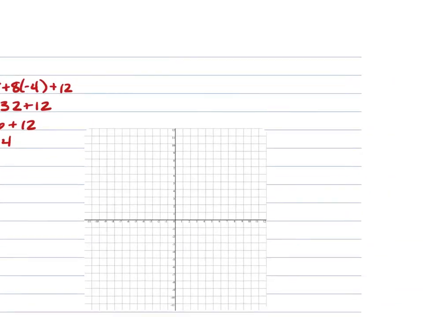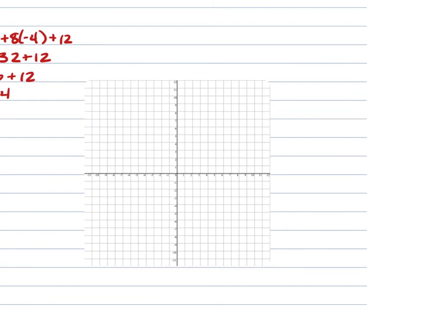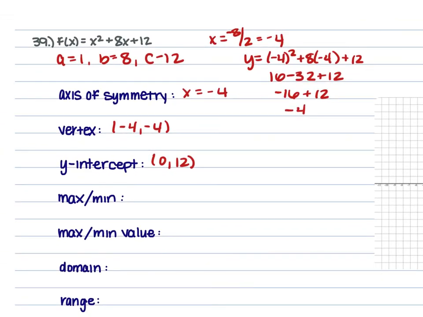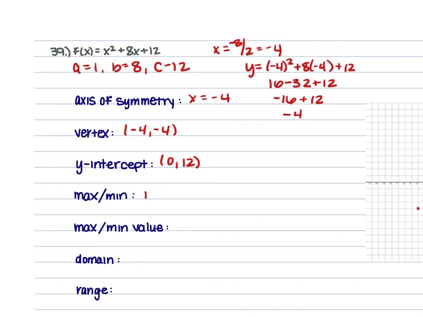So we're going to plot these. Negative 4, negative 4. We have a y-intercept of 12. We have a minimum value here at negative 4. Our domain is all real numbers, and our range is y is greater than or equal to negative 4.